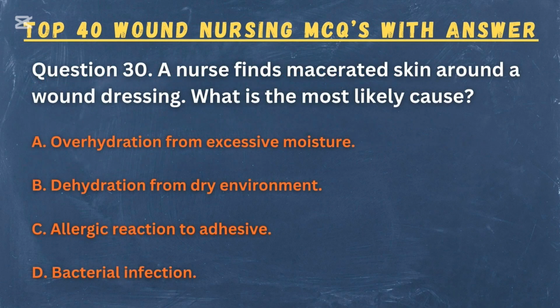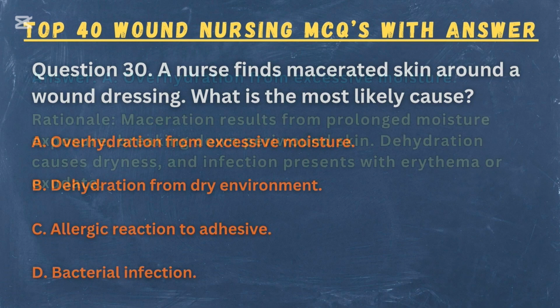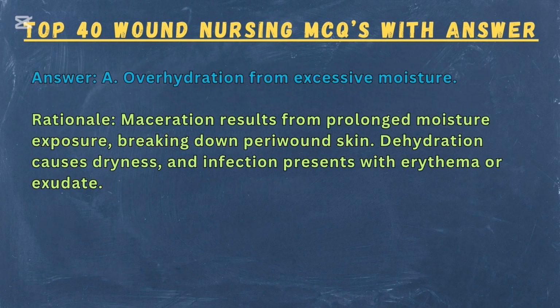Question 30. A nurse finds macerated skin around a wound dressing. What is the most likely cause? A. Overhydration from excessive moisture. B. Dehydration from dry environment. C. Allergic reaction to adhesive. D. Bacterial infection. Answer. A.